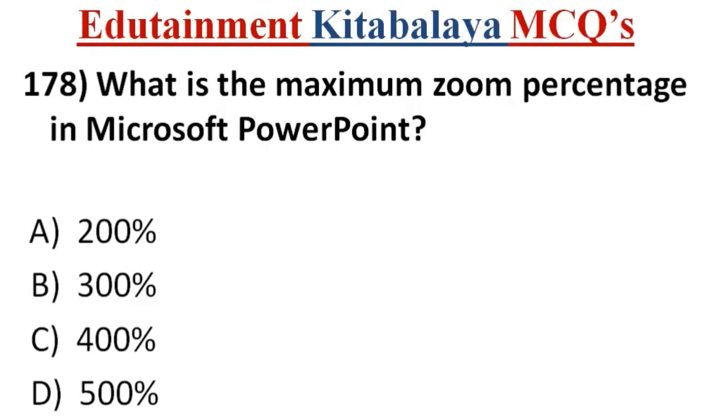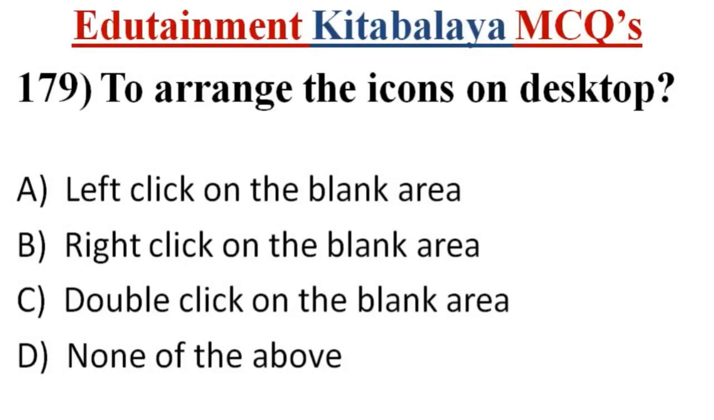Question number 178. What is the maximum zoom percentage in Microsoft PowerPoint? A 200%, B 300%, C 400%, D 500%. Correct answer is C 400%. Question number 179. To arrange the icons on desktop? A. Left-click on the blank area. B. Right-click on the blank area. C. Double-click on the blank area. D. None of the above. Correct answer is B. Right-click on the blank area.